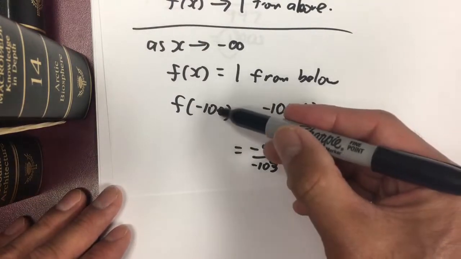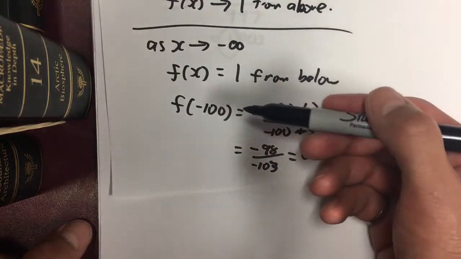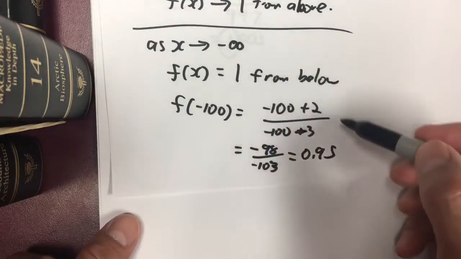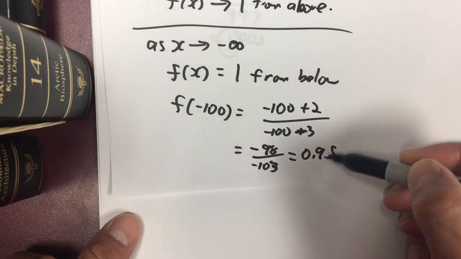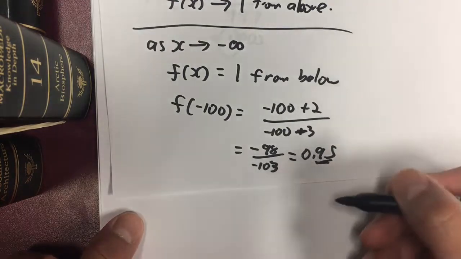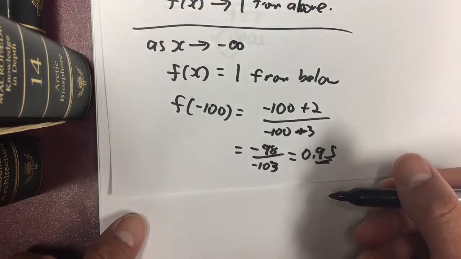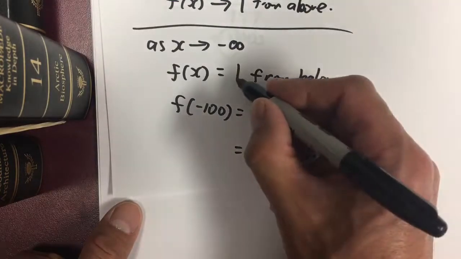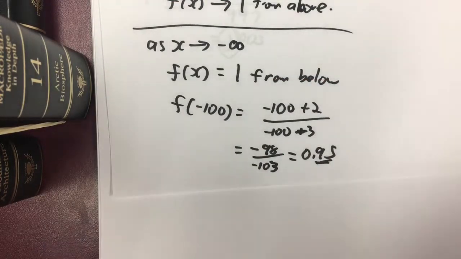And the larger the negative, I should say the negative of greater magnitude, the bigger the negative that we put in, the closer and closer we get to 1, but we're always approaching from underneath. It'll become 0.95, 0.99, 0.999, and so on. So that's approaching 1 from below.